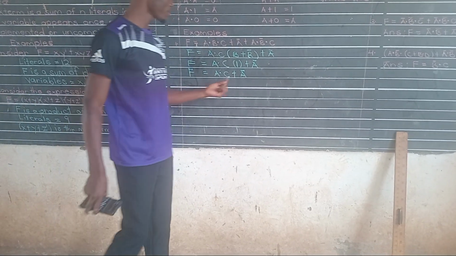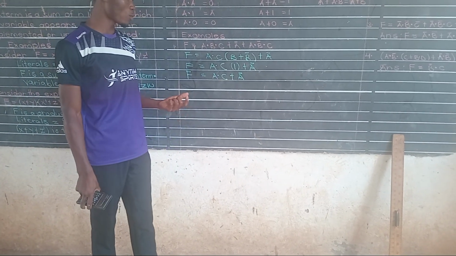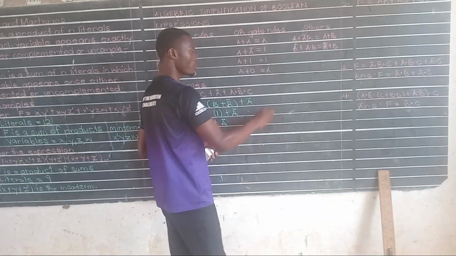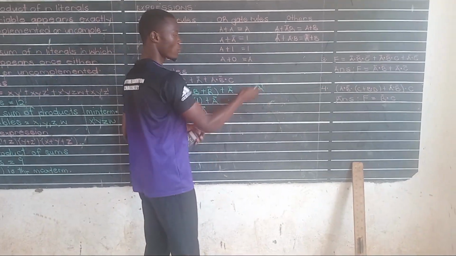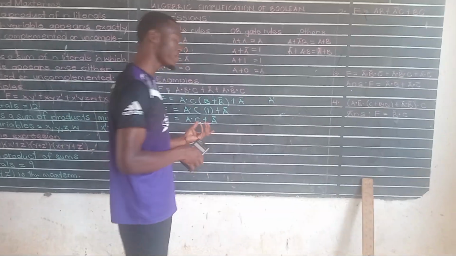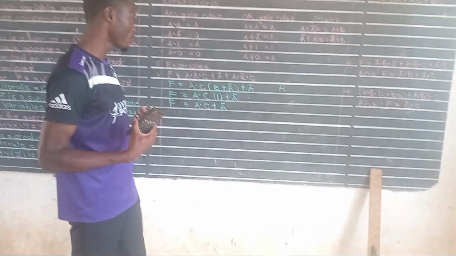Members, I'm using a bar just for convenience purposes. I find it convenient using the bar, but it is okay if I use a prime or a complement. Okay, but I'm using a bar because it is convenient for me when I'm writing it.